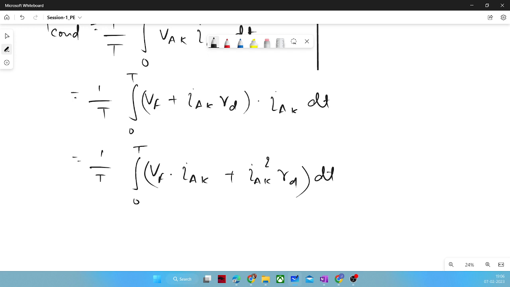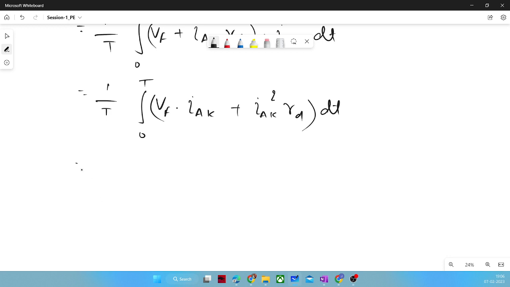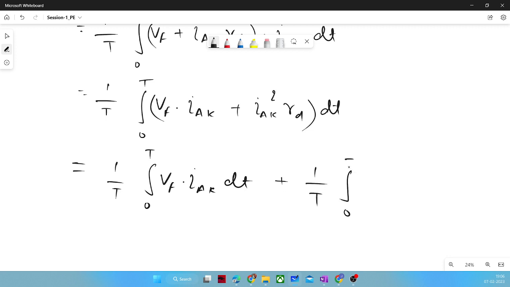So this was the thing. I went up till this point: VF into IAK plus IAK square into RD into dt. So we segregated it into two terms of conduction losses, right? And now I will further segregate it, and you will be able to see two different types of expression here. That is VF into IAK dt. IAK is constant, VF is constant. So I will ask which type of loss is this?